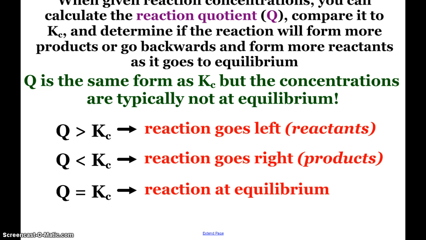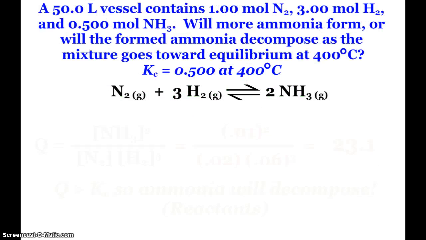If our Q is larger than Kc, that basically means the reaction's gone past equilibrium and has to come back to the left, so it's going to form more reactants. If Q is smaller than Kc, the reaction still needs to go to the right to form more products until equilibrium is reached. If Q happens to be almost identical to Kc or exactly equal to it, then that means our reaction is already at equilibrium. So let's look at this practice problem.